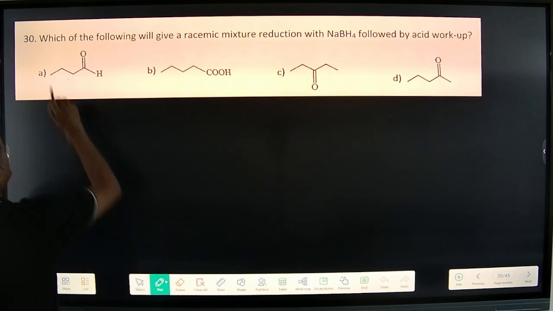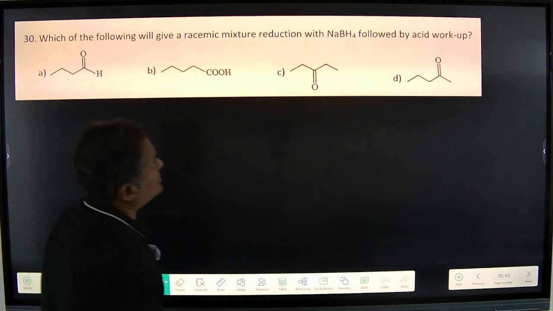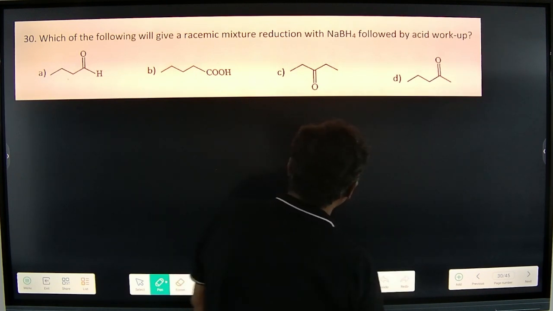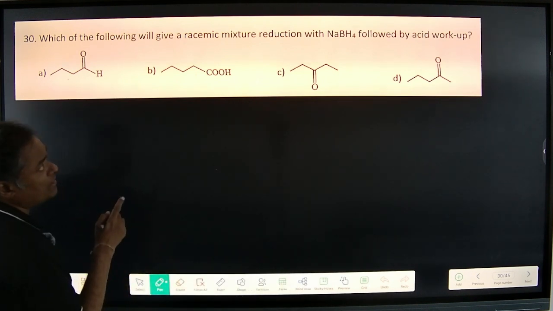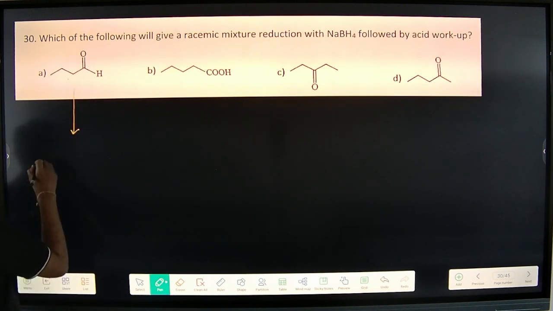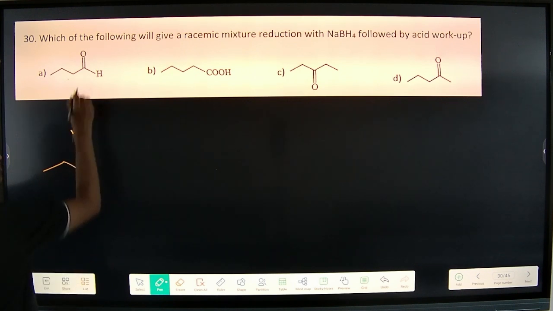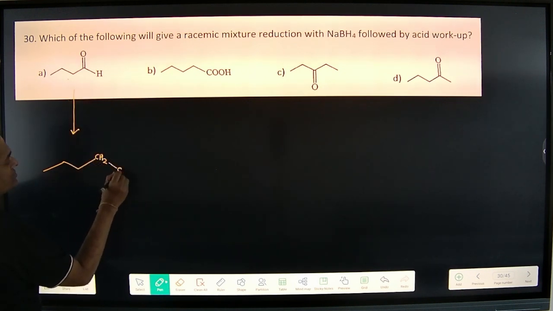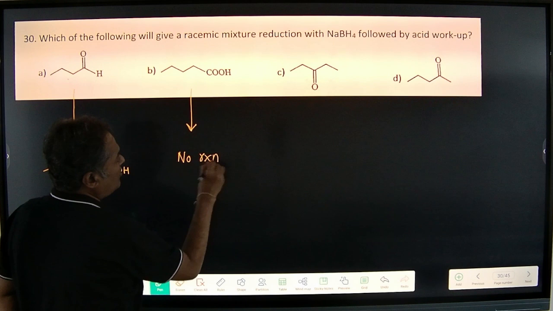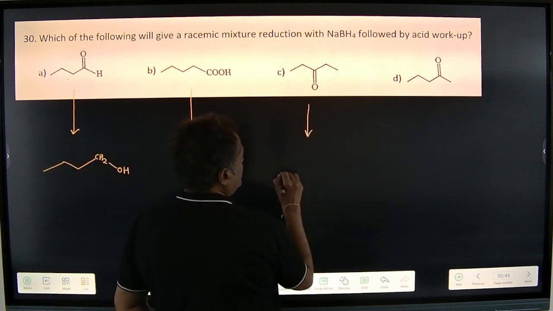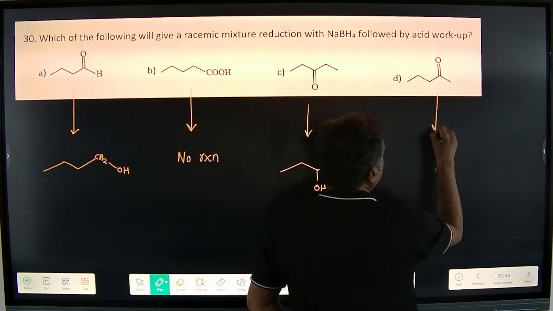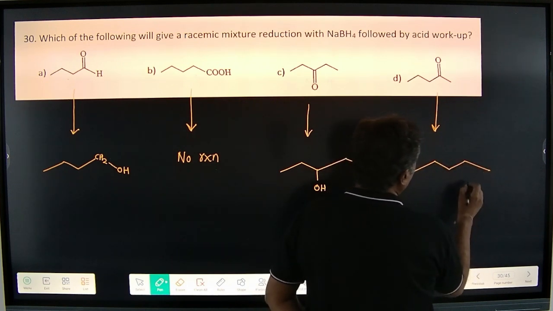Now, child, which of the following will give a racemic mixture on reduction with treatment with sodium borohydride followed by acid workup? Before we start, you should know what sodium borohydride will do. Over here, the aldehyde will get changed to a primary alcohol. In the second example, child, there is no reaction because sodium borohydride does not reduce carboxylic acid. In this case, sodium borohydride will convert your ketone into a secondary alcohol, and in this last case, sodium borohydride will also convert your ketone into a secondary alcohol.